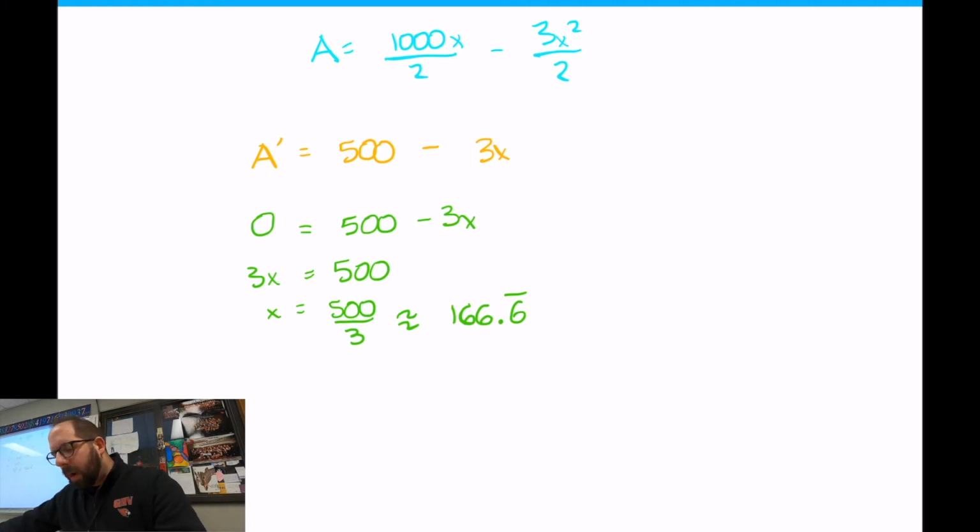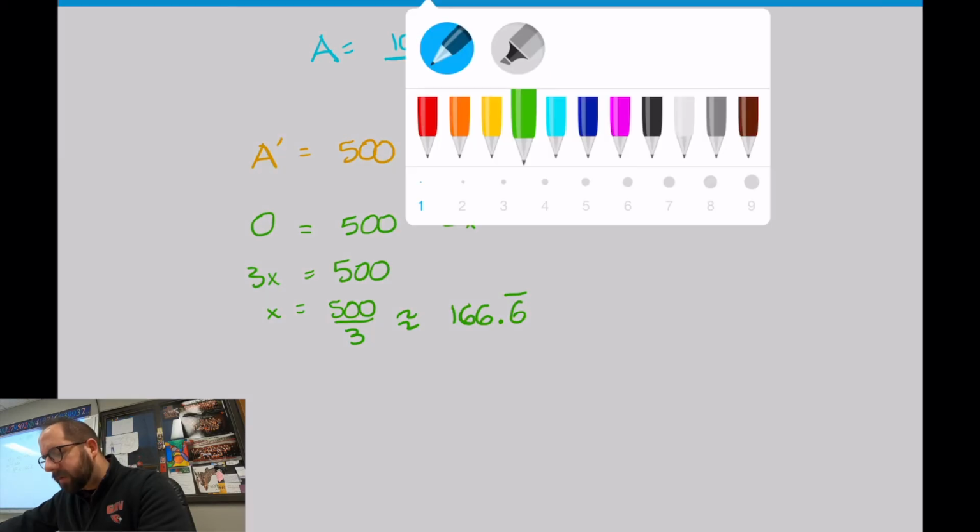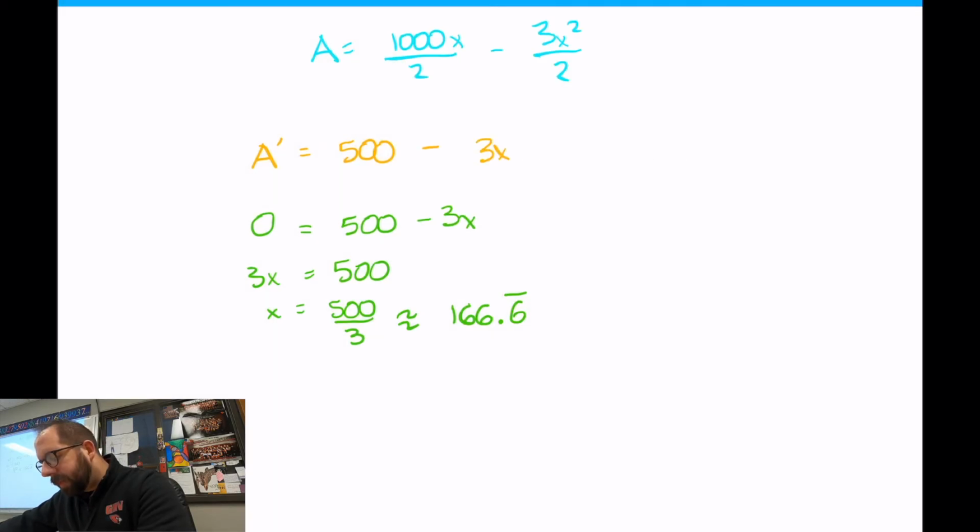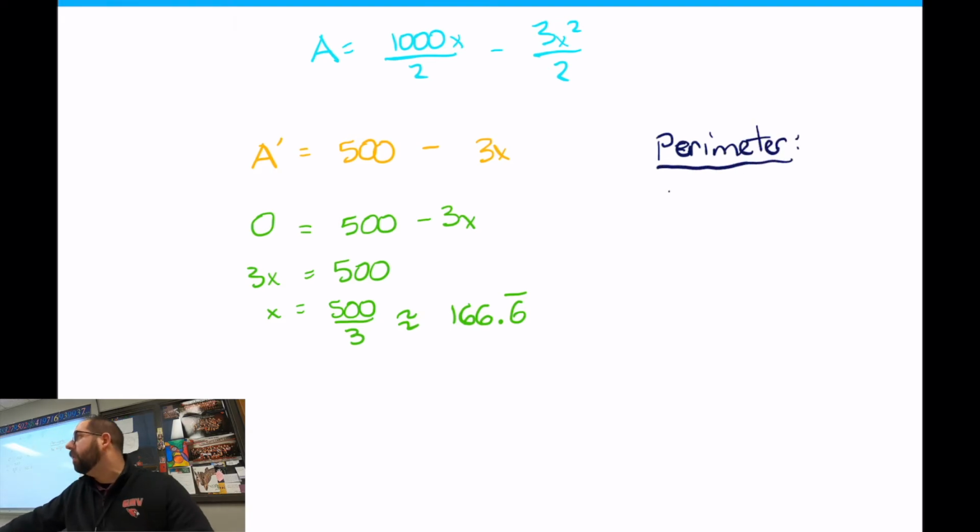So now I'm going to take this thing and plug it back into the perimeter formula. If you don't remember what that perimeter formula was, let me write down perimeter here. If you go back a couple slides, it was this. This is what we had earlier. This was my perimeter formula. I'm going to take my x and plug it back in.